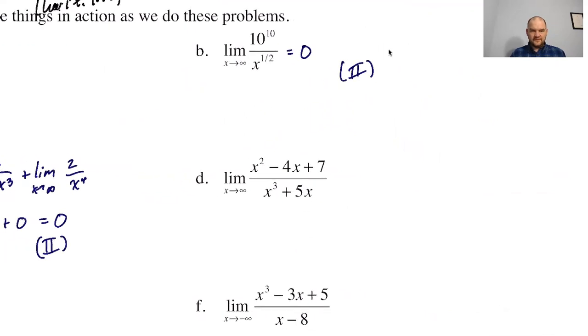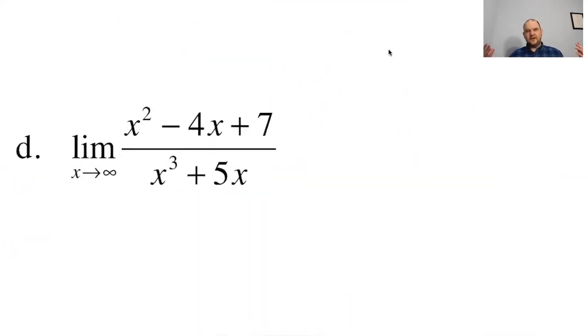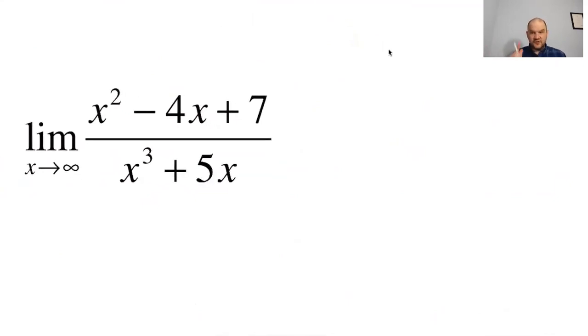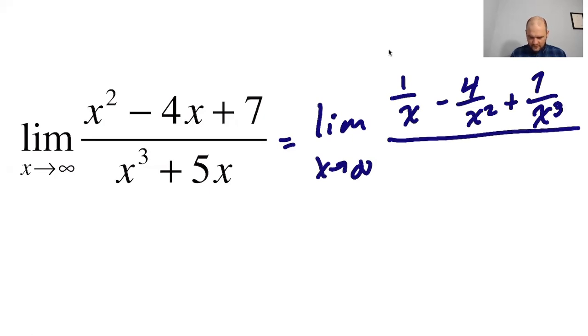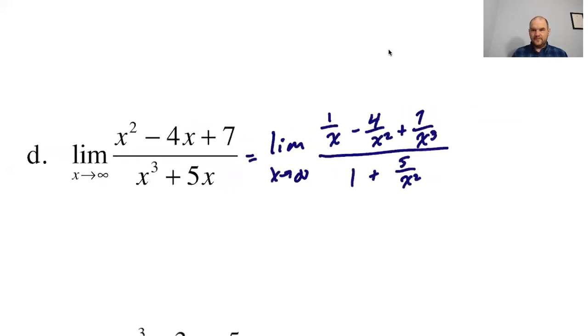All right, so how about this one? What I'm going to do is divide through by the highest power of x in the denominator. That's what I'm always going to do, and that's what you're always going to do, especially with a rational function. So I'm dividing everything I see by x cubed. So I get 1 over x minus 4 over x squared plus 7 over x cubed, over 1 plus 5 over x squared.